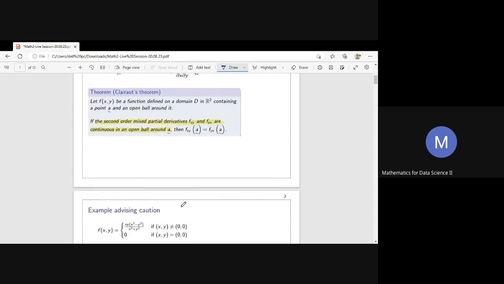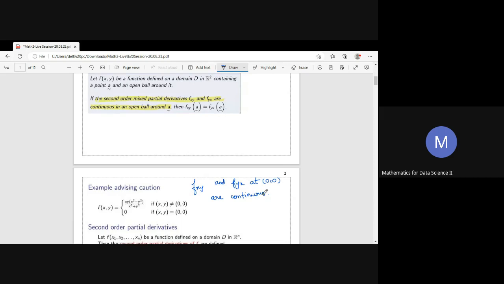Then we saw a specific example which describes the scenario when this condition fails. We described that the mixed partial derivatives fxy and fyx at 0 comma 0 are not continuous. We showed that they are not continuous, and hence we see that fxy at 0 comma 0 is not equal to fyx at 0 comma 0. So this is an example we have seen, and in general, without this condition, this statement may be false.